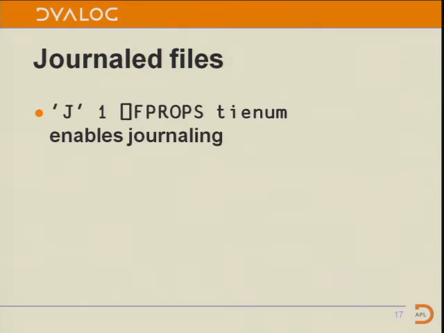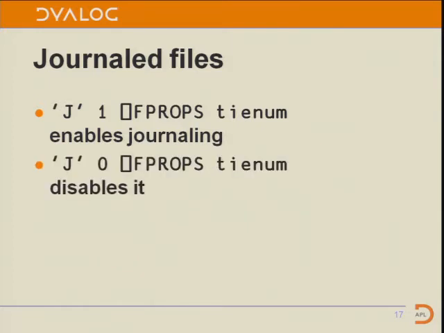So if you do want to journal them, there is a new property to quad fprops. J1 will enable it, J0 will disable it. You can switch backwards and forwards as much as you like. And when you've done that, the file is used in exactly the same way as before. There's nothing you need to do. You just get better file security.